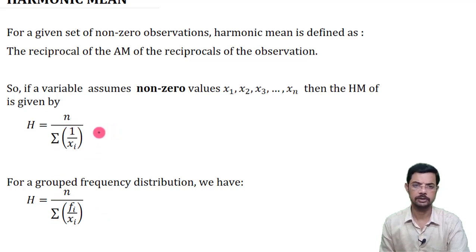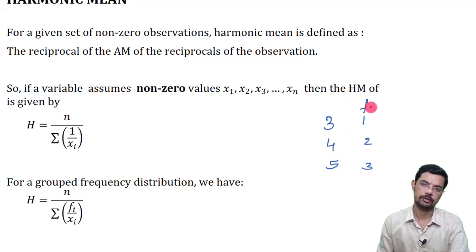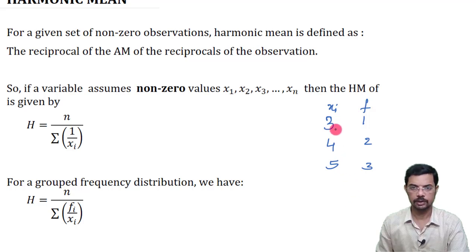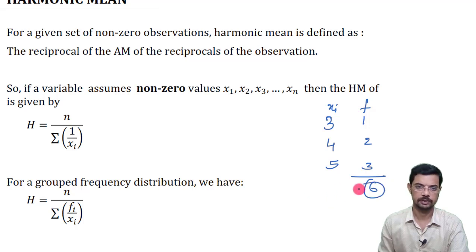Now, in case we have a grouped frequency distribution, the formula just changes so that each reciprocal is multiplied by the frequency of the corresponding observation. For example, say we have 3, 4 and 5, where 3 is repeated 1 time, 4 is repeated 2 times and 5 is repeated 3 times. This is the frequency and this is xi. The total number of observations is 1 plus 2 plus 3, so there are 6 observations.